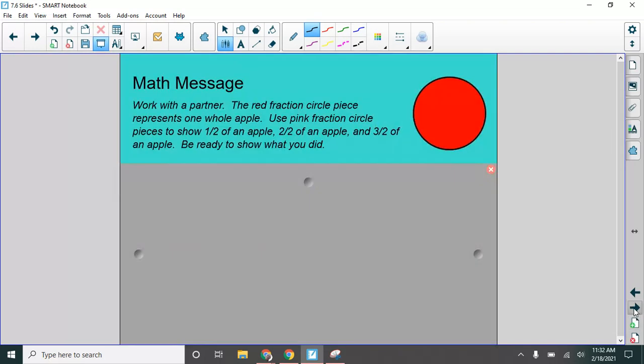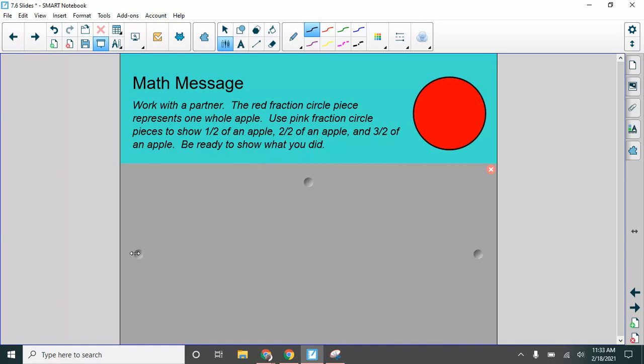So, we are going to start with this math message. Now, if you want to get out fraction circles, or if you want to go to Everyday Math Online to do this, you can. I'm going to put them up here, though, also, so that we can kind of talk about this. What we want to do here is to work with a partner. Oh, I'm your partner. The red fraction circle piece represents one whole apple. Hey, look at that. It's red, just like an apple. Use the pink fraction circle piece to show 1/2 of an apple, 2/2 of an apple, and 3/2 of an apple. Be ready to show what you did.